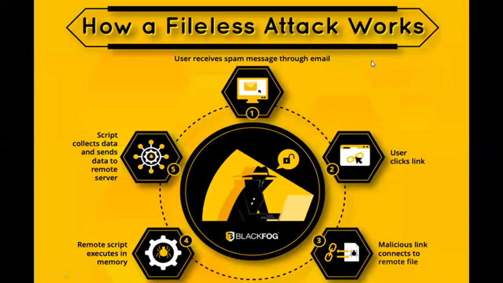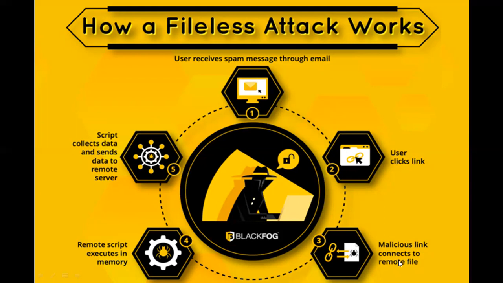You could see how a fileless attack works. So let's go through a scenario where a user receives a spam mail through email, and the user clicks on the malicious link. What happens next is that the malicious link tries to connect to a remote location, or a remote network, which is commonly called a command and control server, right?